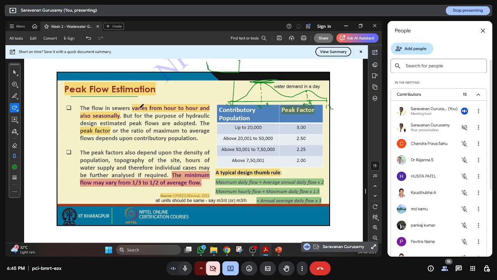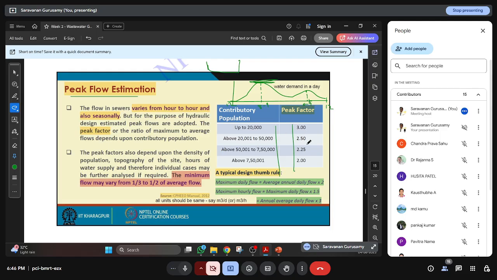The sewage flow varies from hour to hour, season to season. In monsoon season there will be higher flow due to precipitation. In summer season there may be less flow, or people may take more baths, and again peak flow will come. In festival seasons peak flow will occur. So it will vary from hour to hour, season to season, month to month, and all that we have to take into consideration. The peak factor can be calculated based on the population.